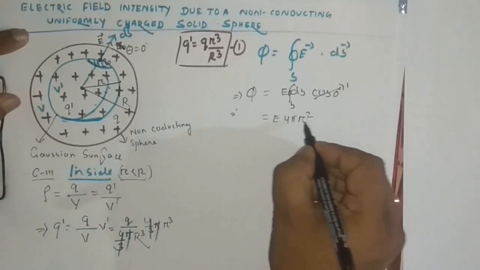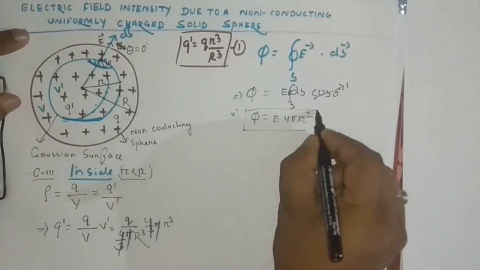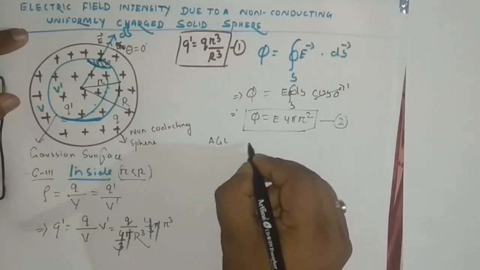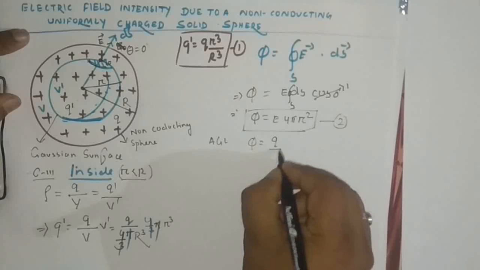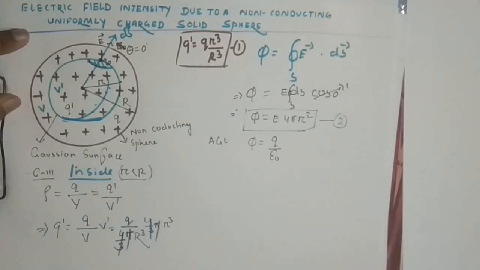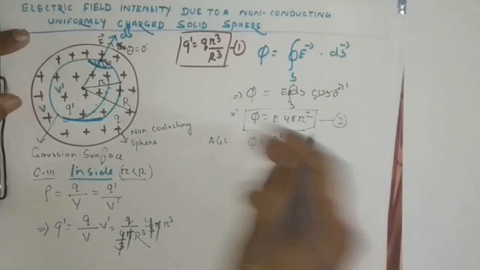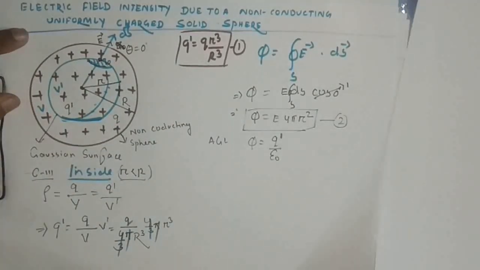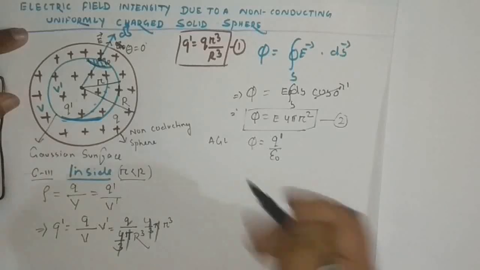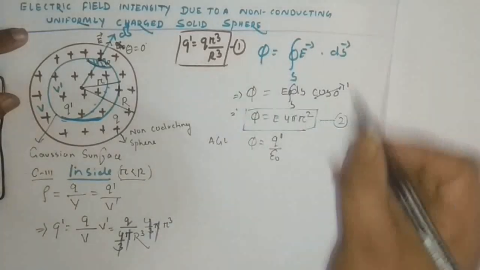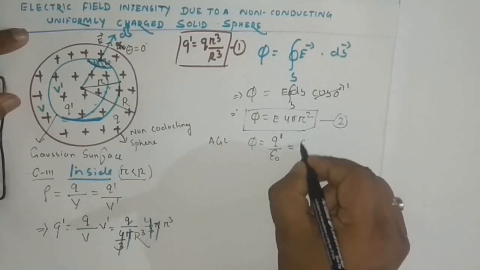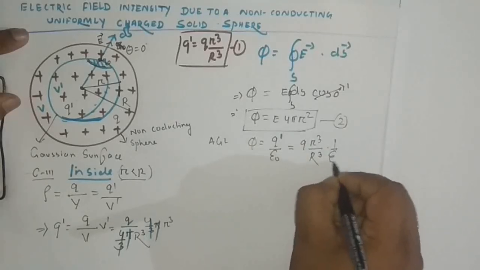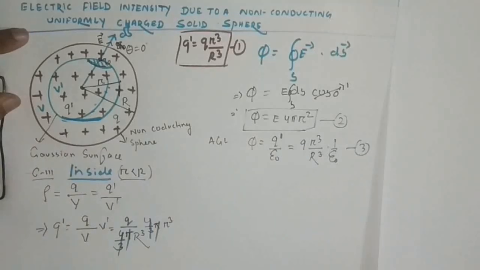Students are getting confused here. Be careful. This is my equation 2. Now applying Gauss law, flux equals Q by epsilon. Students are also making mistakes here. They are forgetting to use Q naught, because inside the Gaussian surface the charge is Q prime. So Q prime by epsilon naught. Now from equation 1, Q prime is Q r cubed by capital R cubed into 1 by epsilon naught.